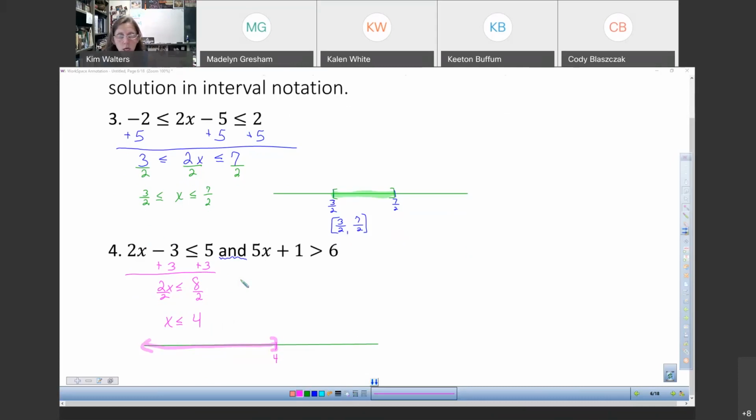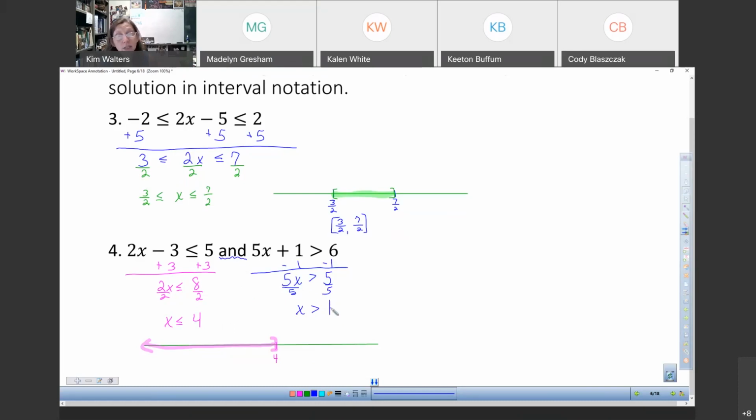So far, so good, hopefully. So then I'm going to move into the second part of this problem. I'm going to subtract 1 from both sides. I'm subtracting, but I don't turn my inequality around because that's a subtraction, not a division or multiplication. So I have 5x is greater than positive 5. Dividing both sides by positive 5, I end up with x is greater than 1.